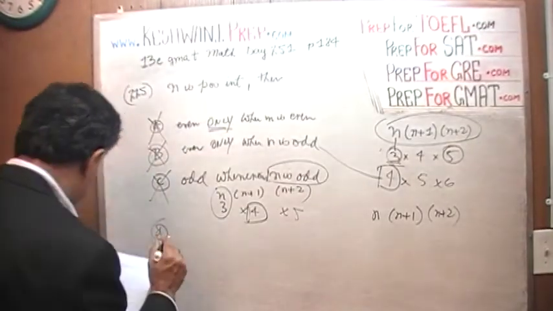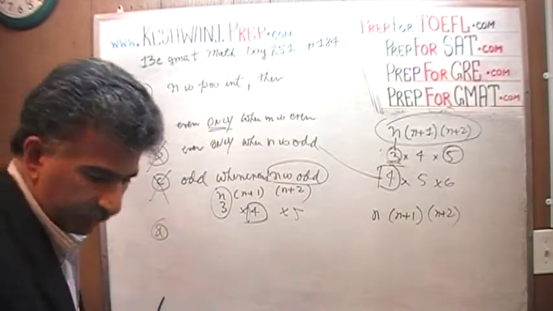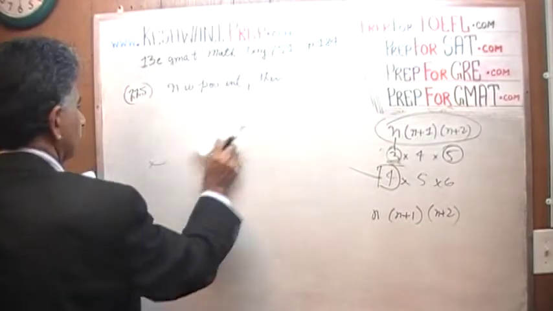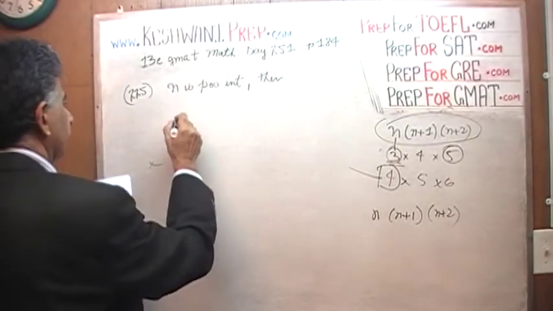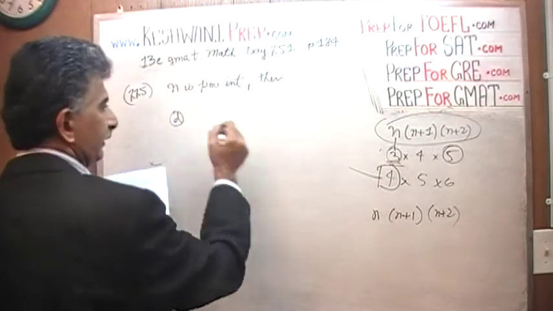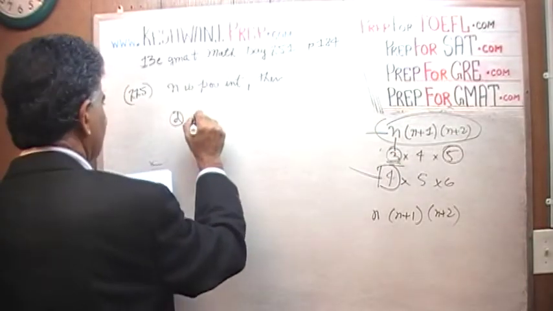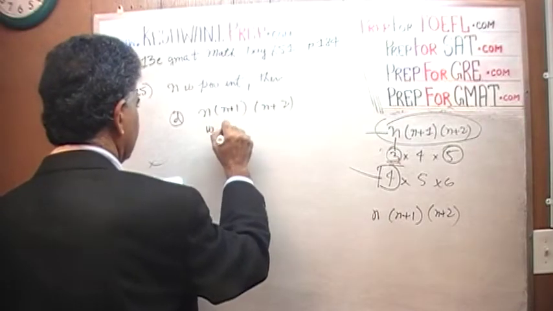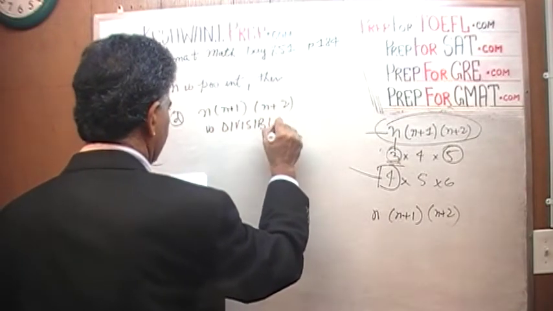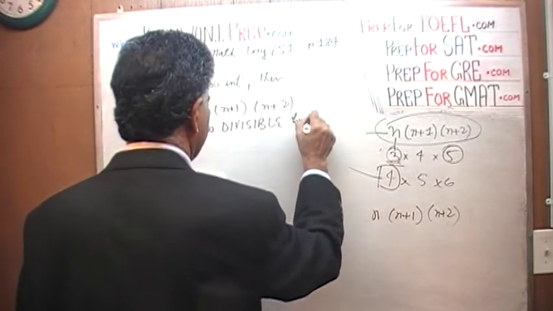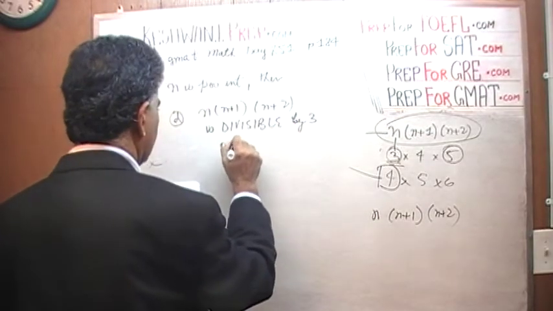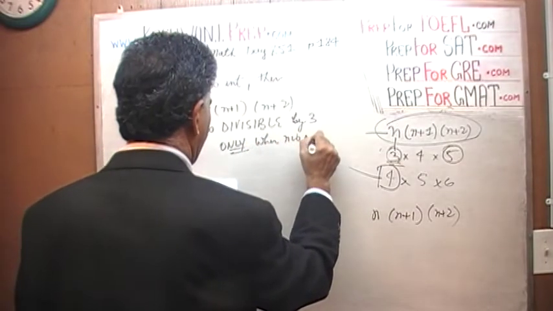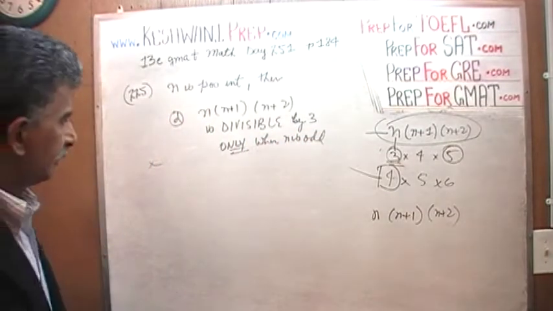D says that it is divisible. Let's do it on the top. D and E are getting a little prickly. D says that this quantity here, n times n plus 1 times n plus 2, is divisible by 3 only when n is odd, which is absolute nonsense.